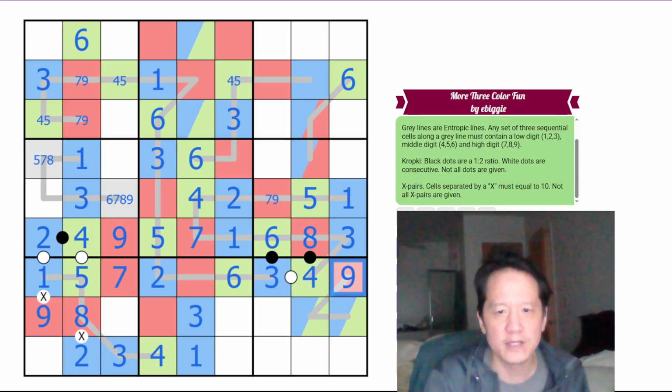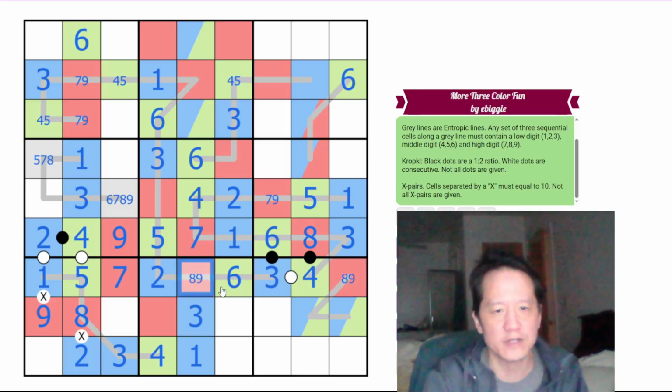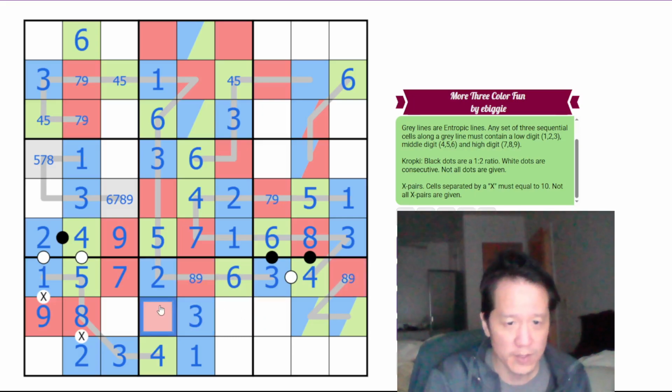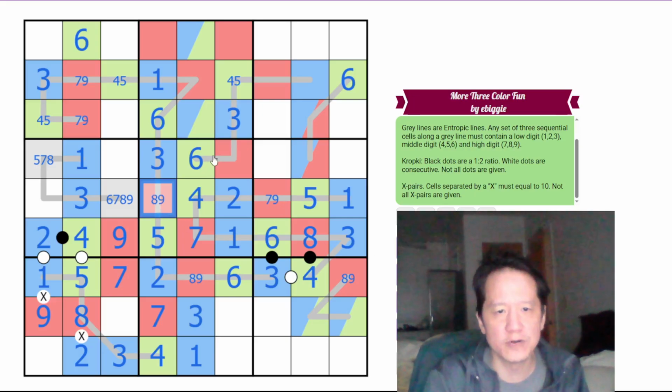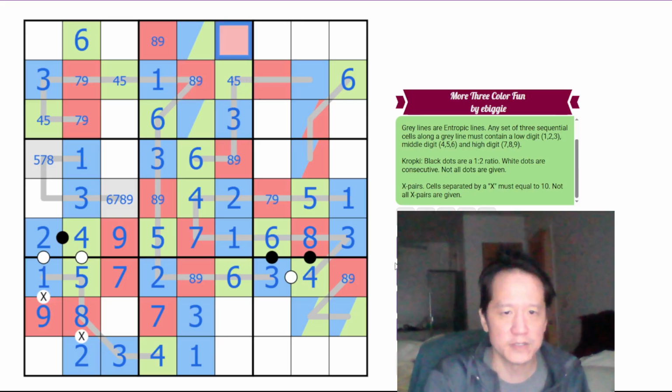Wait, why can't that be 8? I don't know. This could be 8. 7. This is 8 or 9. This is 8 or 9. This can't be 8 or 9. So this must be a 7. Which makes this 8 or 9, this 8 or 9, 8 or 9, 8 or 9. This can't be 8 or 9, so this must be a 7.